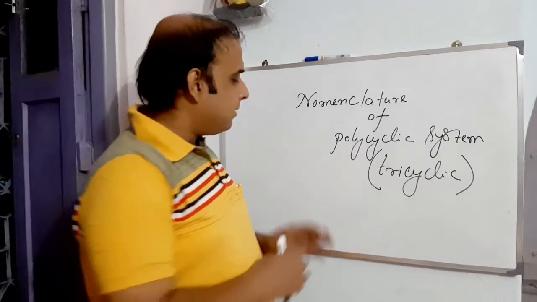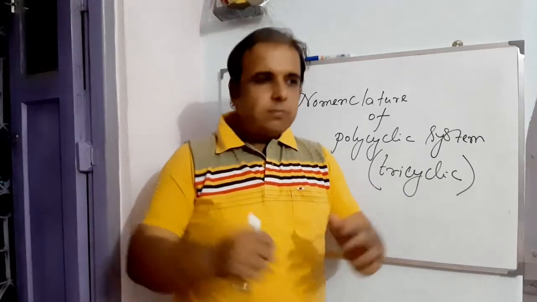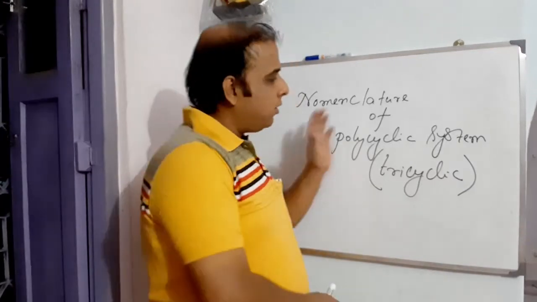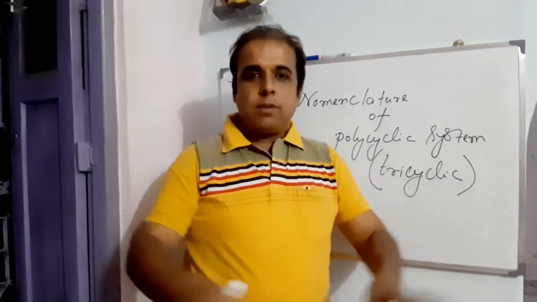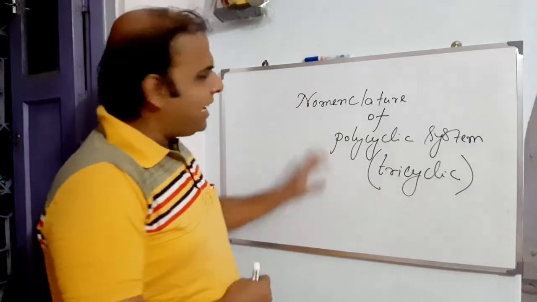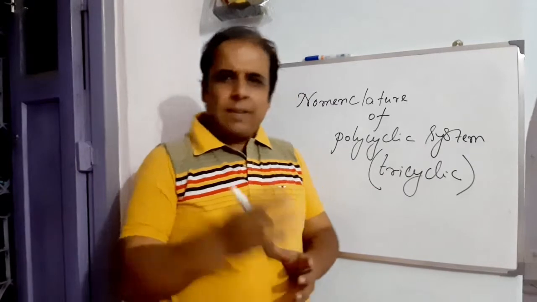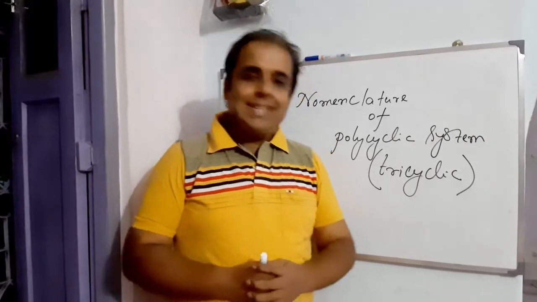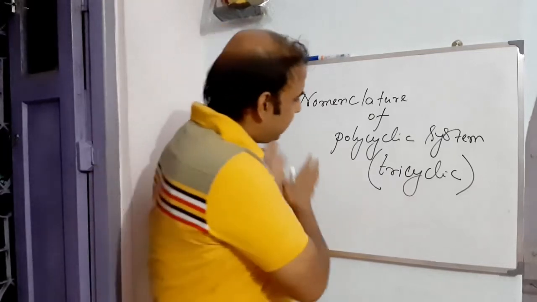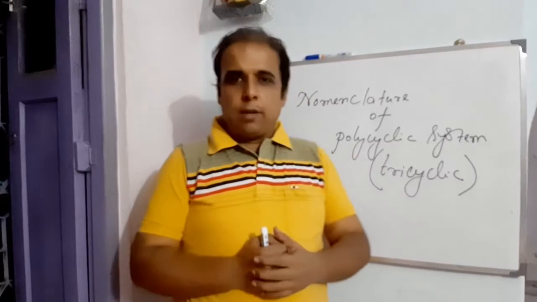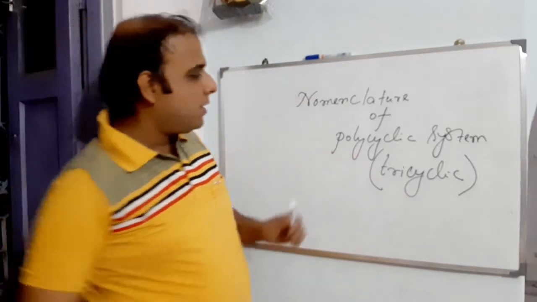Let us see up to what extent we can ease it, as we do with a disease. With the incorporation of a drug, we remove the disease to make the system easy. Same thing here also. In my last video, you might have gone through the nomenclature of bicyclic systems. In continuation to that, we'll move on to the tricyclic one. So let us deal with this tricyclic system.